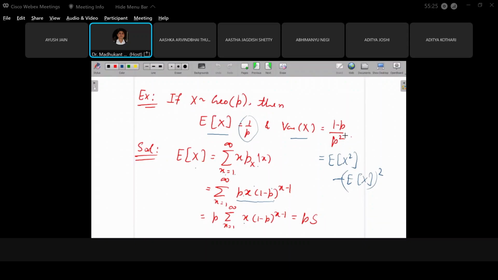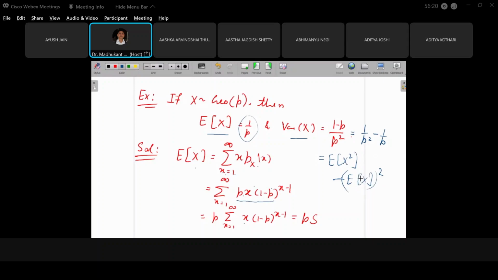So that's going to be 1 by p squared, minus 1 by p. Do we have another way to find this? You can also look at the moment generating function of the geometric random variable, if it is easy. In my opinion, the variance is expectation of x squared minus expectation of x whole squared.